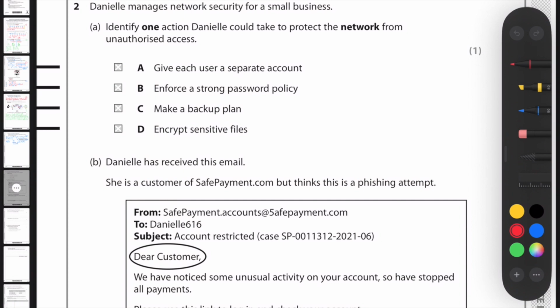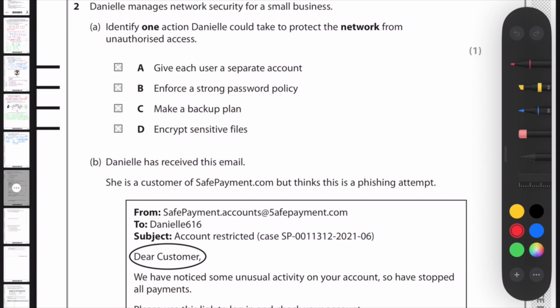So Danielle manages network security for a small business. Identify one action Danielle could take to protect the network from unauthorized access. So she could give each user a separate account. Okay, to do that anyway. How is that protecting the network? Enforce a strong password. Well, that would be useful, yeah. Make sure everybody's using strong passwords that can't be hacked.